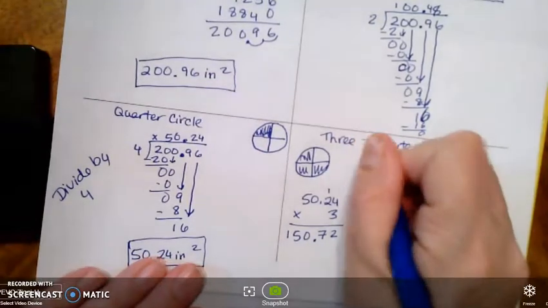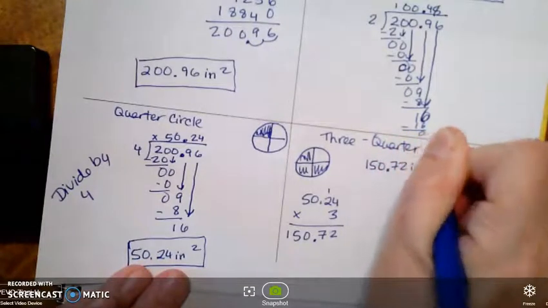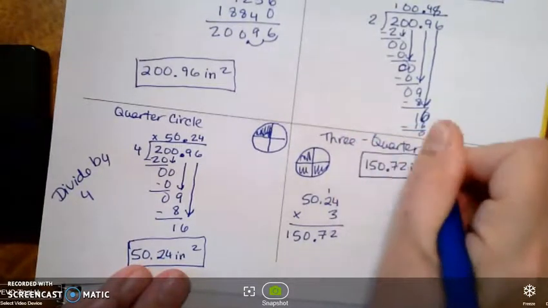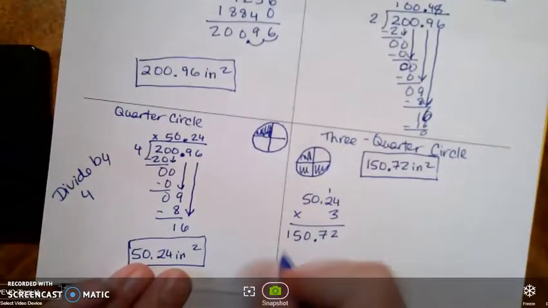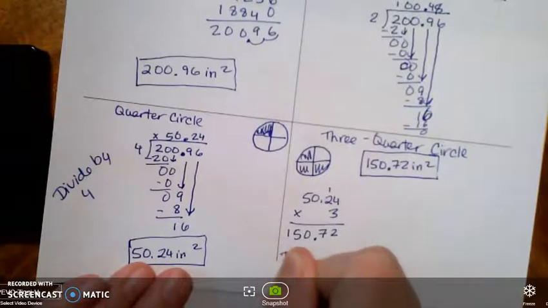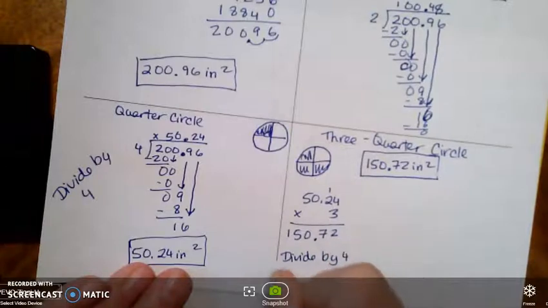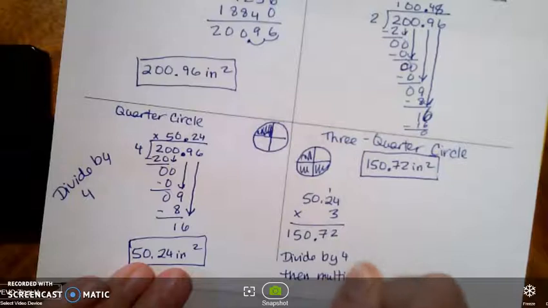And so what are our units? Inches squared, right? So what would be our description? Don't just put times 3. What's first? Divide the whole by 4. Then multiply by 3 because we have 3 parts.